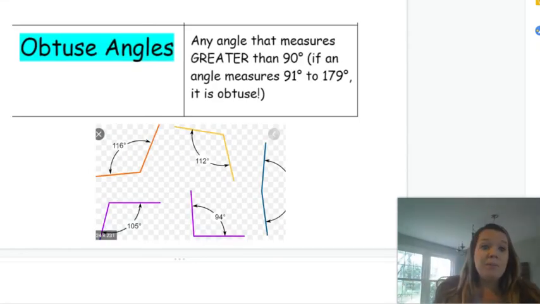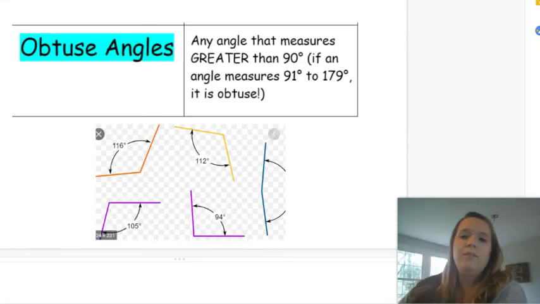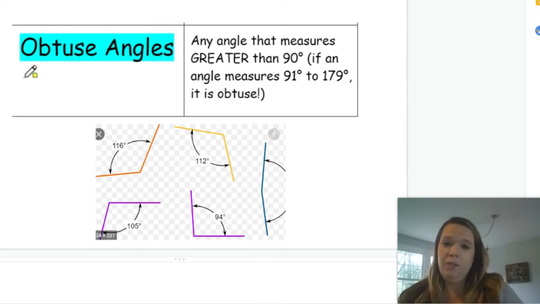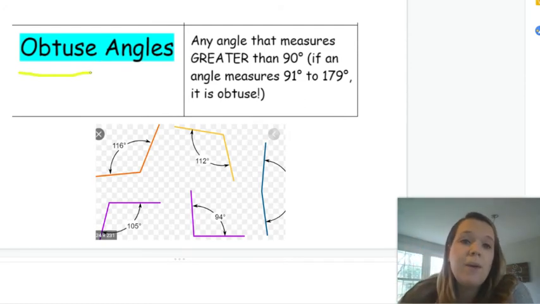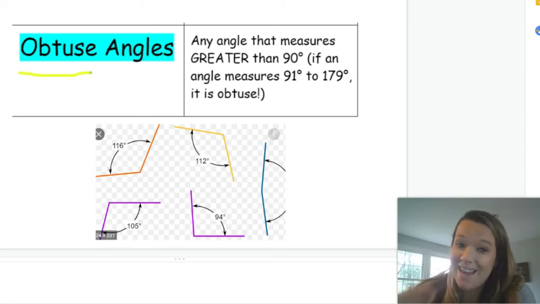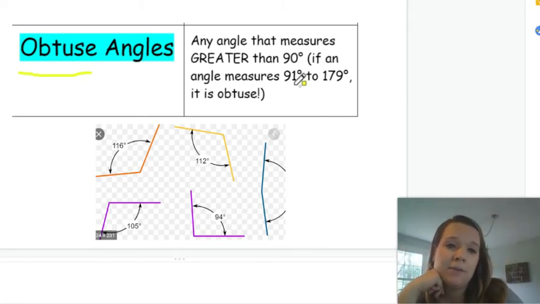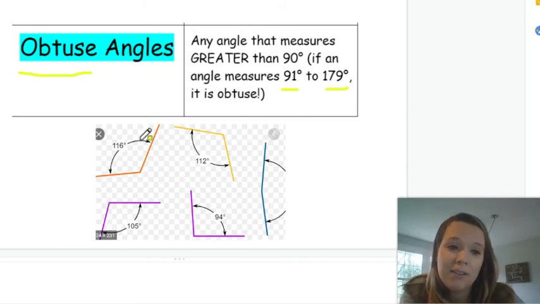And finally, we have obtuse angles. Now, when I say obtuse, I like to say it in a big, scary monster voice because it reminds me that obtuse angles are bigger when I'm comparing them to right angles and acute angles. So any angle that is greater than 90 degrees, not 90 degrees, but the number that comes after 90, which is 91 degrees, which I wrote here, to 179, which is right before 180, which is a straight angle, is obtuse. So here, similarly, are some obtuse angles and their measurements.